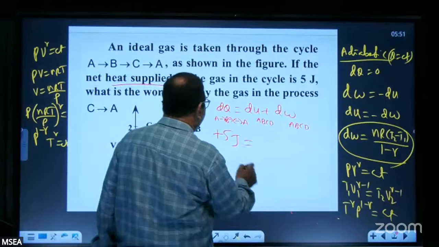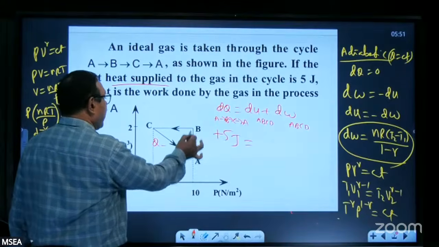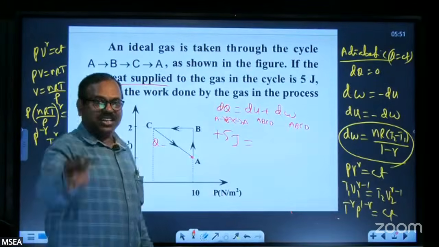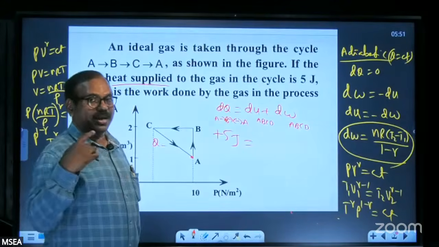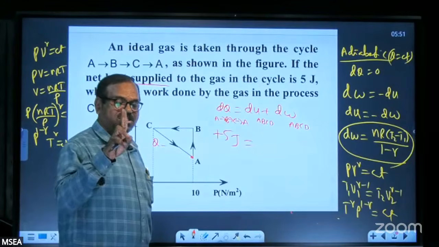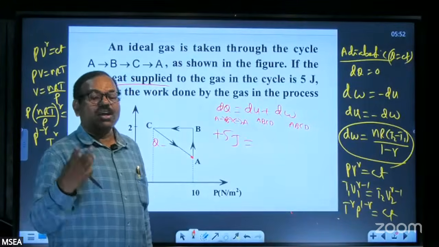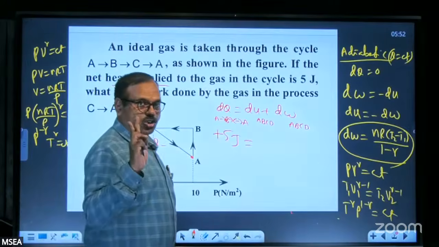Okay. So is it a cyclic process or not? Yes, it is a cyclic process. A to B, B to C, C to A. Again it comes to the same position. Once it comes to the same position, as I told, dU becomes 0. Two very important points you have to remember. In a cyclic process dU is 0, and in free expansion dU is 0, dQ is 0, dW is 0. These two points you have to remember.